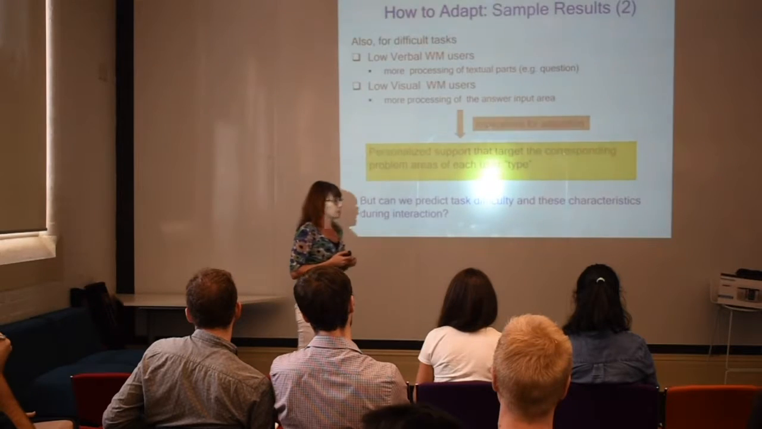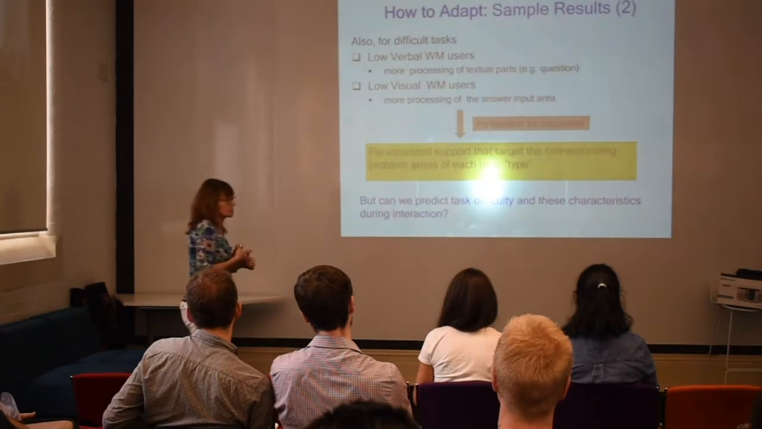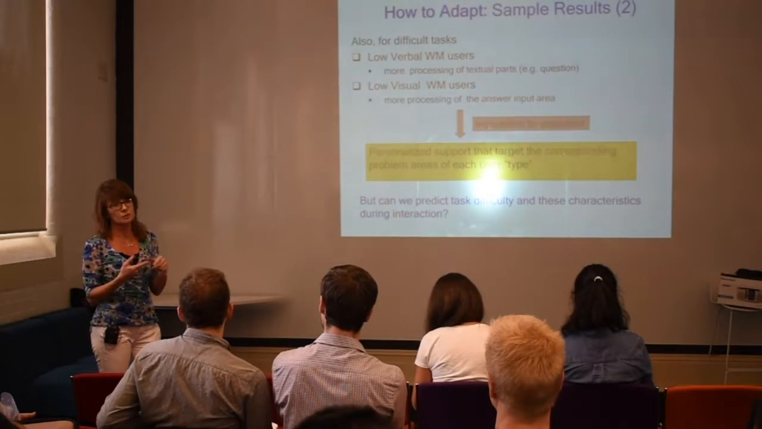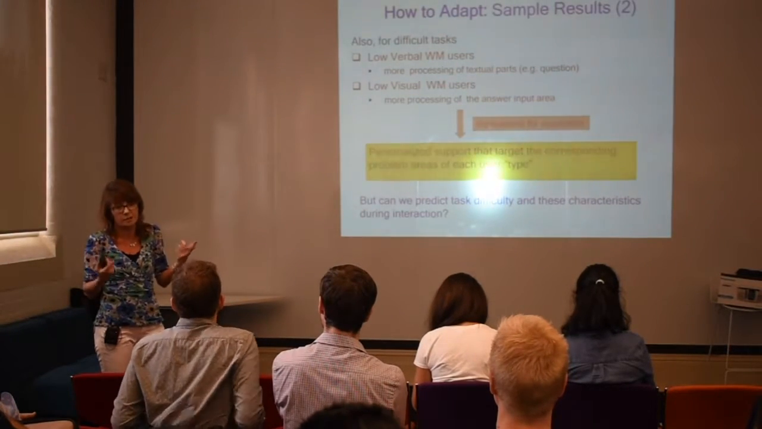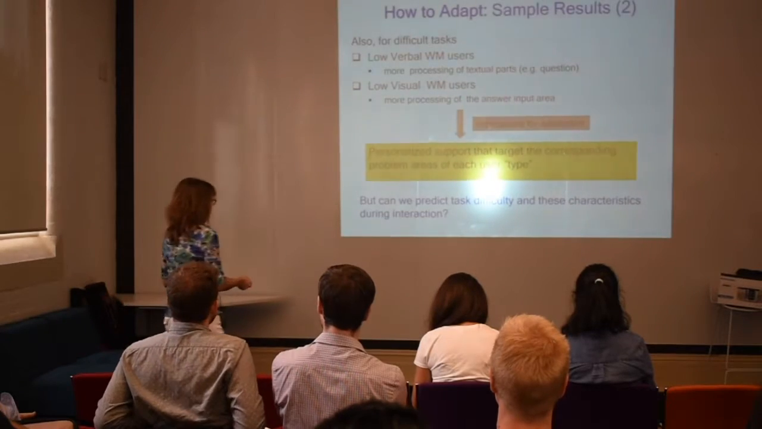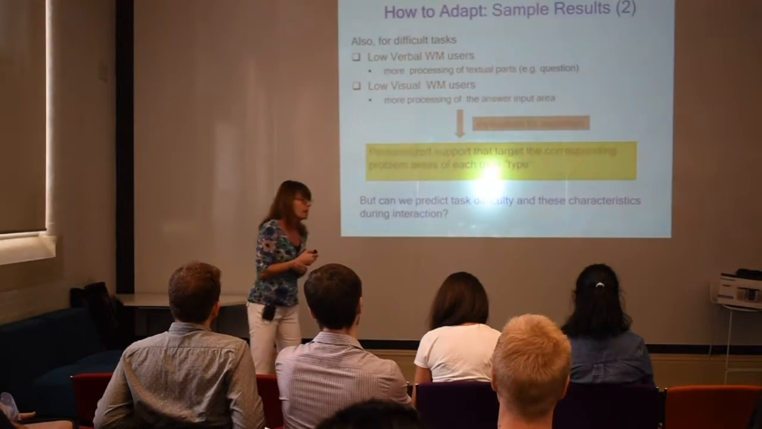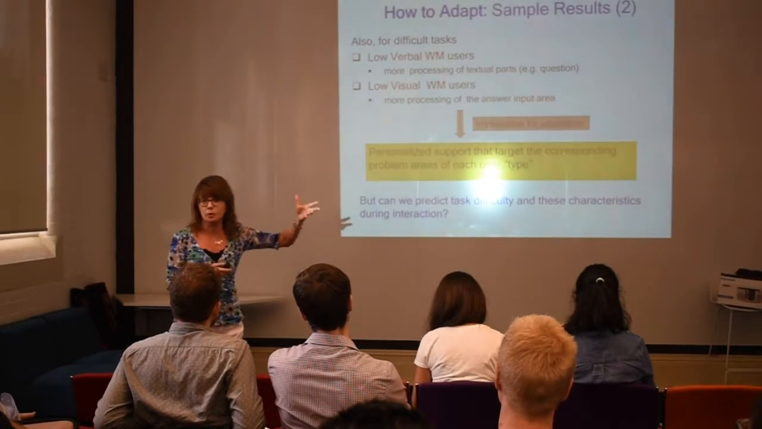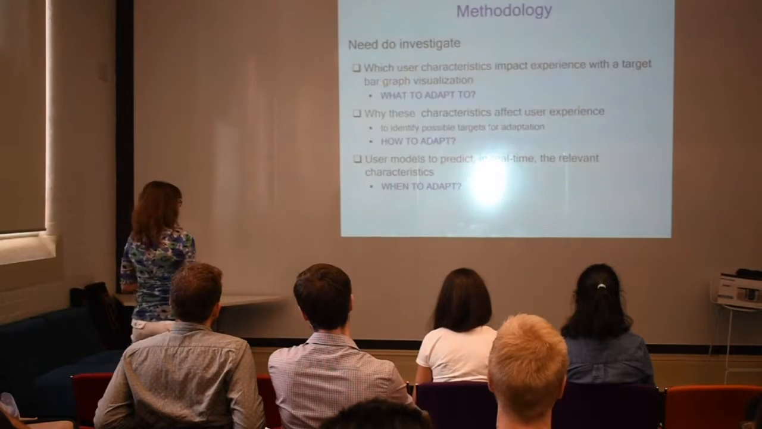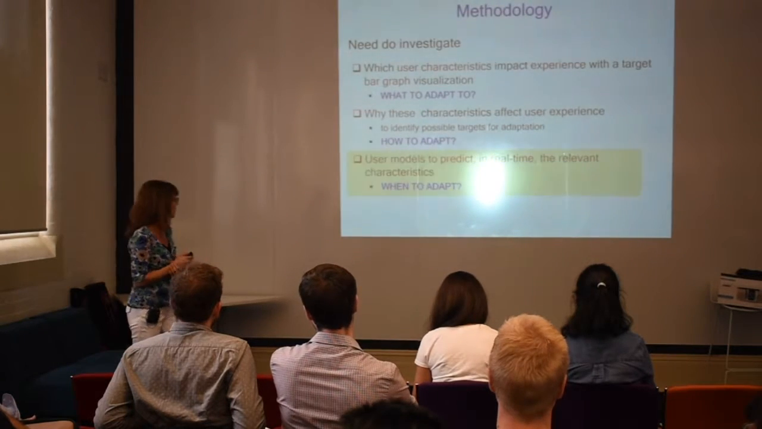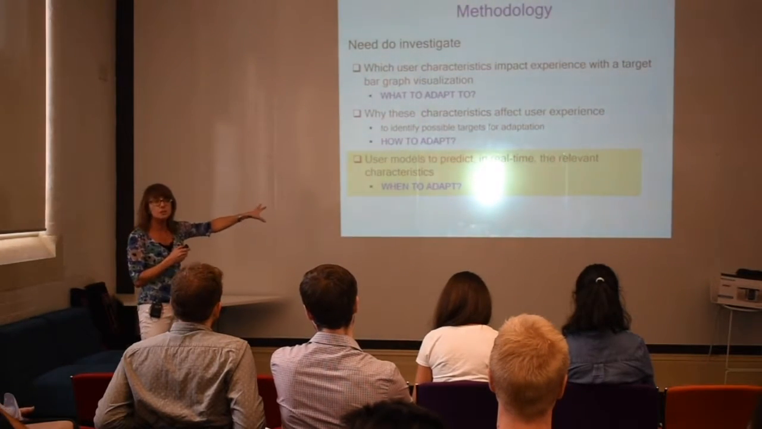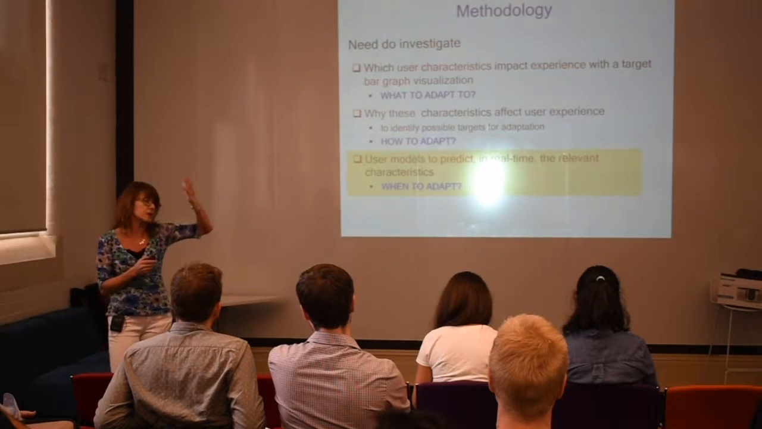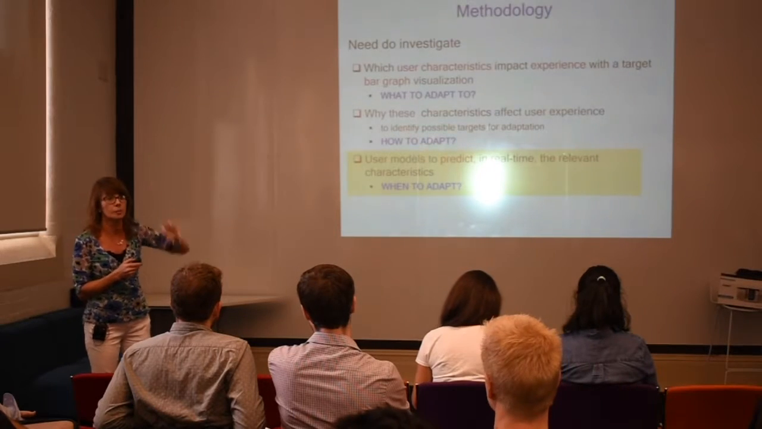Okay, but can we predict? So it's important to understand when the user is doing an easier or difficult task, because when the task is simple, it doesn't look like they need any help. What happens when the task is difficult? And we found that these three user characteristics could be important for adaptation. Can we predict them in real time? So can we build these user models that could, in real time, detect if a user is a low perceptual speed user, for instance, that needs help?